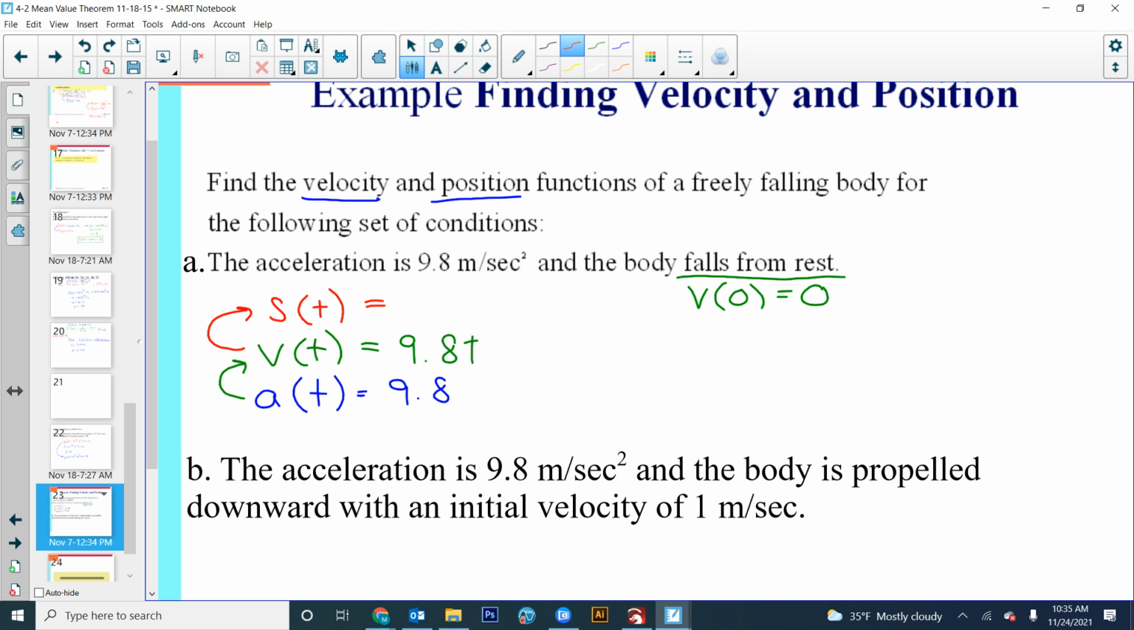Are you ready? What's the antiderivative of 9.8t? t squared. Good. So add 1 to the exponent and then divide by the new exponent 2. Half of 9.8 is 4.9t squared plus a constant. Do you guys know that formula? One half at squared? All because of acceleration. Look at that. Calculus and physics commingling. Isn't that cool?